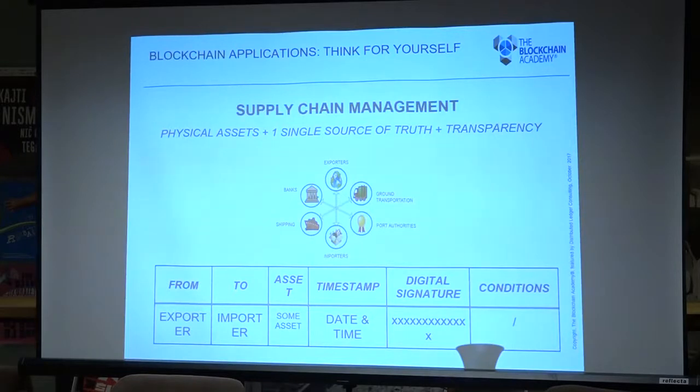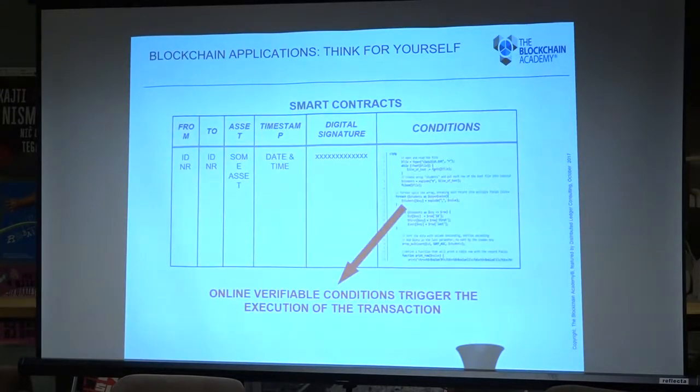Supply chain management. You take physical assets, one single source of truth and transparency, and you have international trade that is more fluent, that is more efficient, where you have less litigation because everybody knows what is going on. Okay. Another very powerful blockchain application. Let's introduce in the examples the aspect programmability, or the smart contracts, where according to certain triggers, which are verifiable online, the transaction will be auto-executed.